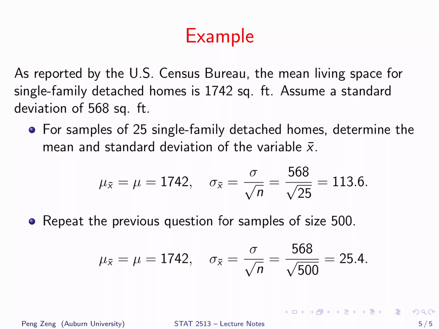For samples of size 500, the steps are similar. The mean of sample mean is still 1,742, the population mean. However, the standard deviation of sample means is much smaller. It is 568 divided by the square root of 500. It is 25.4 square feet.